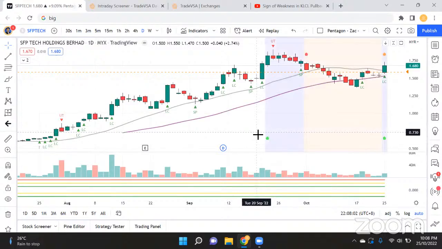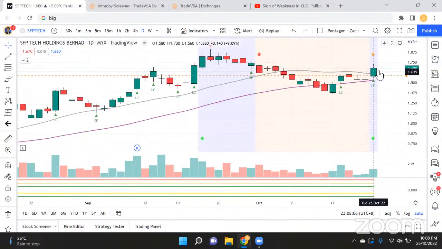SFP Tech, today turns to a nice green pentagon. Hopefully you're able to follow. Is it around 9% movement today? Right. Hopefully today, tomorrow make a healthy, nice pullback so that they can continue to challenge the resistance.